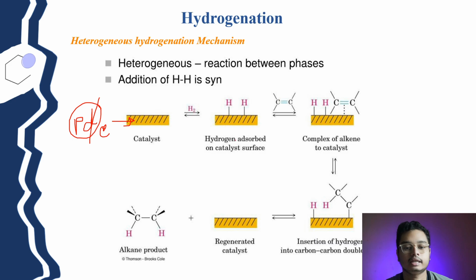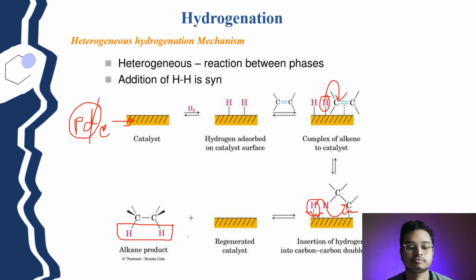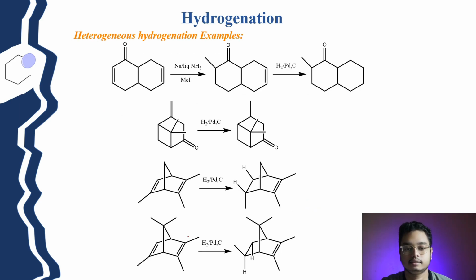So this is the catalyst, and hydrogen adsorption takes place, then olefin adsorption also takes place. After that, the hydrogen is inserted toward one of the carbon centers to generate this type of compound. Then desorption takes place, where the other hydrogen also attaches to the other carbon center. Due to this syn type of addition, we always get the cis product, that is, syn addition of hydrogen takes place in this reaction. A similar thing also happens in homogeneous hydrogenation, especially in the Wilkinson catalyst part.